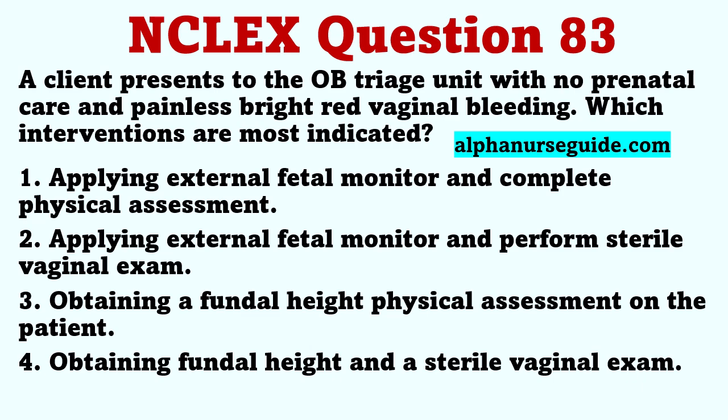A client presents to the OB triage unit with no prenatal care and painless bright red vaginal bleeding. Which interventions are most indicated? 1. Applying external fetal monitor and complete physical assessment. 2. Applying external fetal monitor and perform sterile vaginal exam. 3. Obtaining a fundal height physical assessment on the patient. 4. Obtaining fundal height and a sterile vaginal exam.